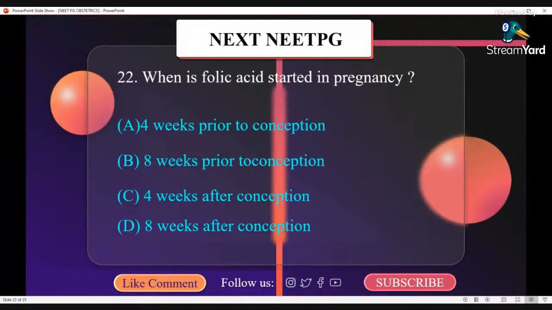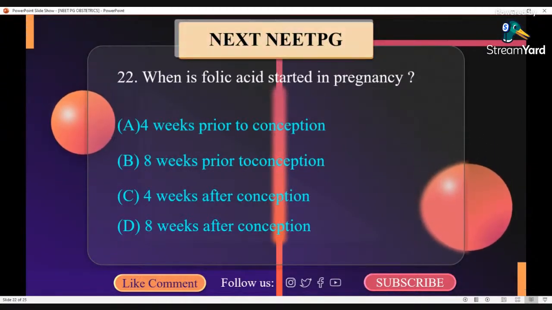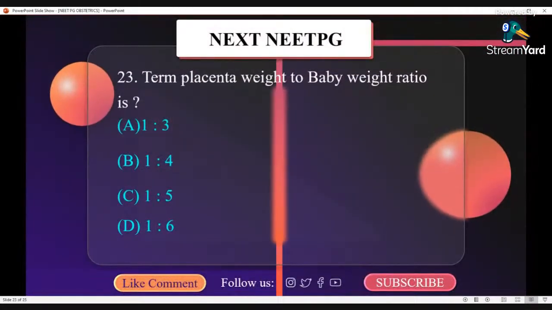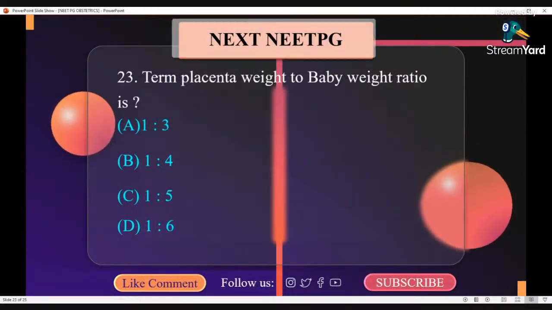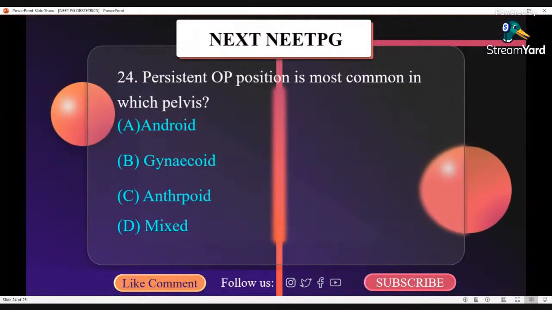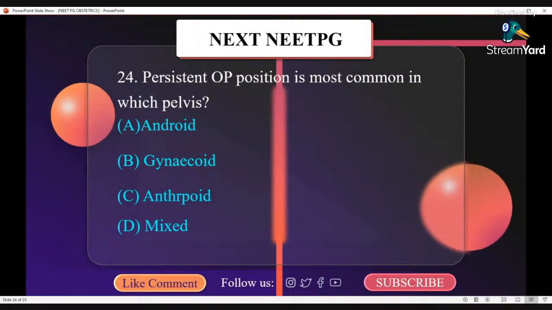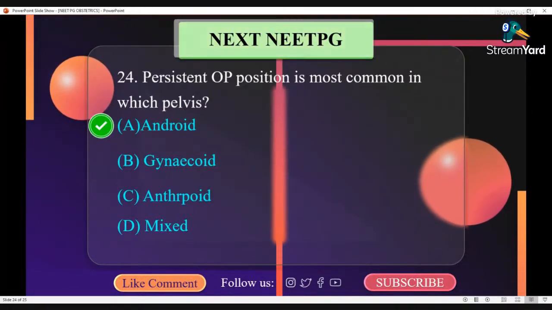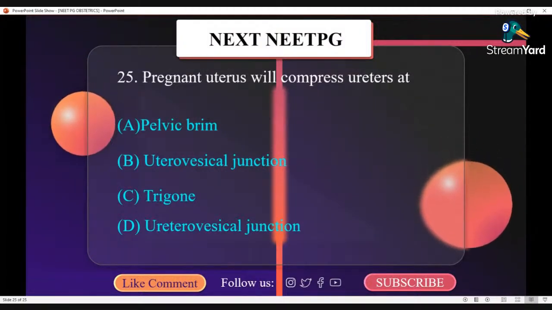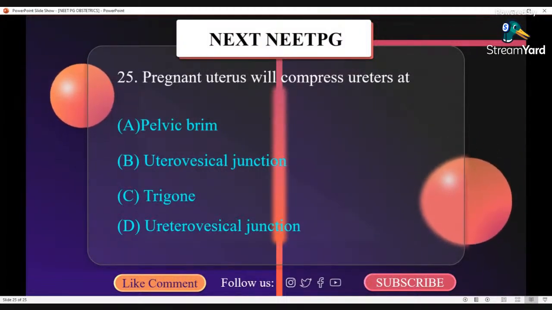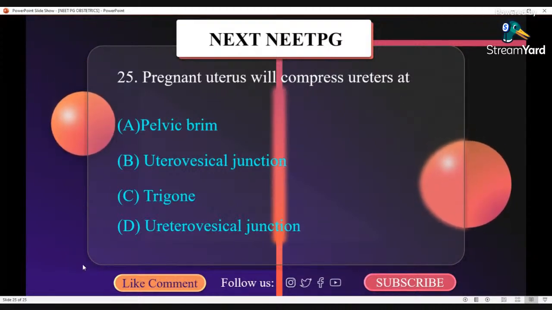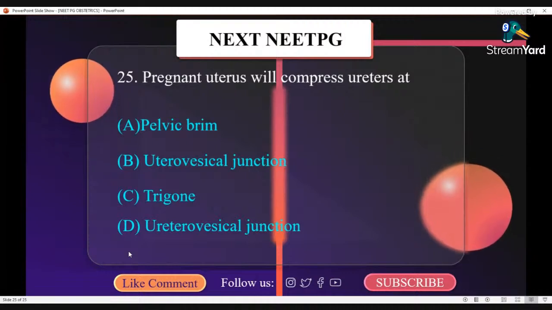When is folic acid started in pregnancy? 4 weeks prior to conception. A. Term placenta weight to baby ratio is 1:6. D. Persistent occipito-posterior position is most common in which pelvis? It is common in android pelvis. Pregnant uterus will compress ureters at A, pelvic brim, B, ureterovesical junction, C, trigone. It is pelvic brim.